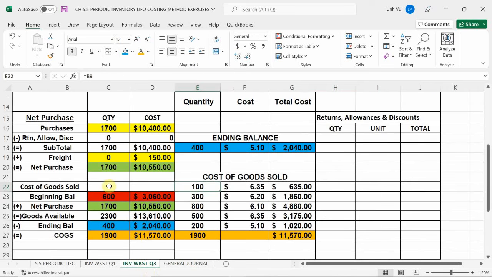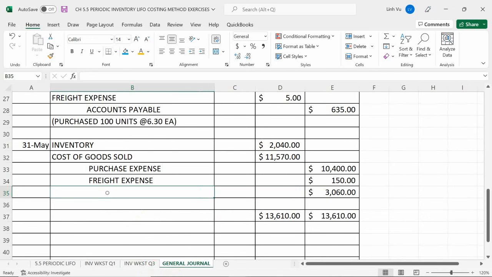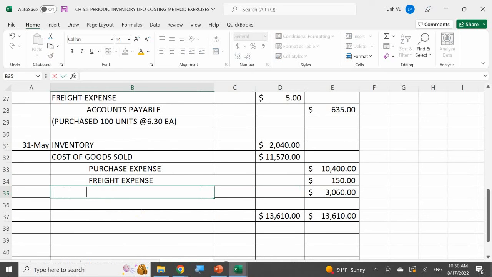Your beginning inventory balance. Your beginning inventory balance right here for 3,060. So that's one thing that you have to remember. If you have beginning inventory, you're going to have to credit it at the end of the day. Okay?